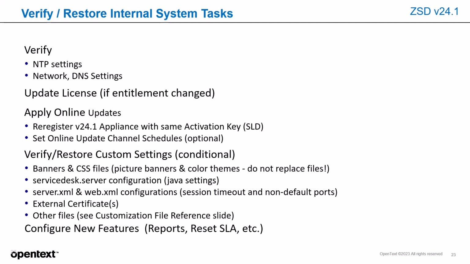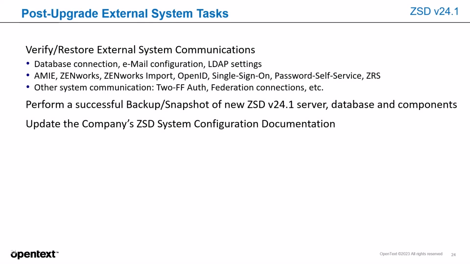There's banners, CSS files, service desk server configurations for Java settings. There's other files in there that you may want to hang on to just to make sure if they didn't come over that you're able to restore those. But very few are needed at this point in time. And then configure the new features. You're ready to go. In this case, the major features were reports and reset SLA and a couple of other things. The post-upgrade task is verify and restore external system communications.